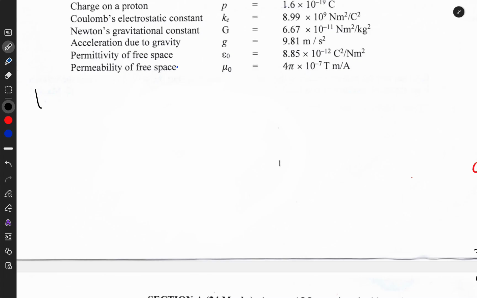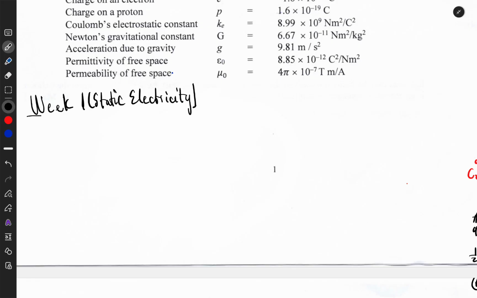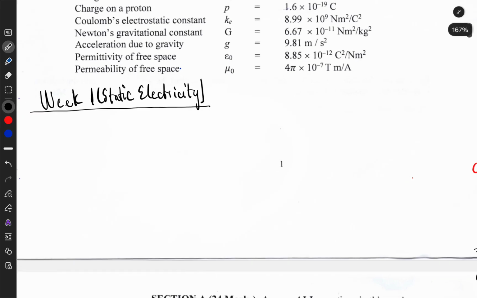So let's do it. So this is how we're going to do it. We start with week one, which is of course static electricity, right? And let's quickly go through the formulas and let's see. So in here you only have to know three formulas. So let's see what I mean by that. Okay, there are only three stages or three different types.